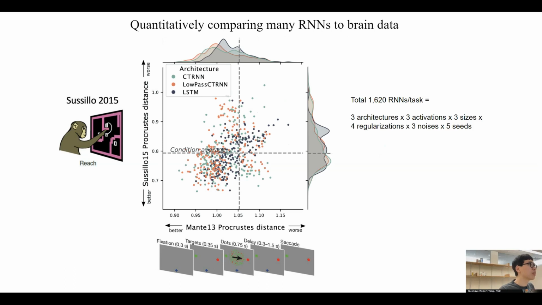And so before we go into the details, here's what we did. For each task, we trained 1,620 networks that are the full combination of 3 neural architectures, 3 activation functions, 3 network sizes, 4 types of regularizations, 3 noise levels, and 5 random seeds. So there's a lot you can analyze here, but we will only color them by architectures now. And you can focus on different axes if you want.